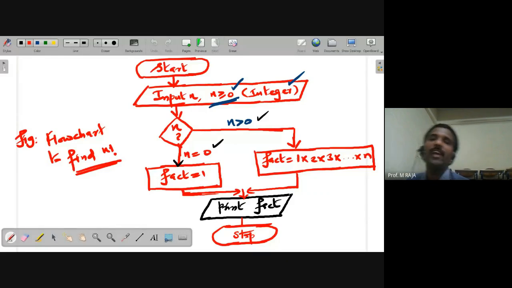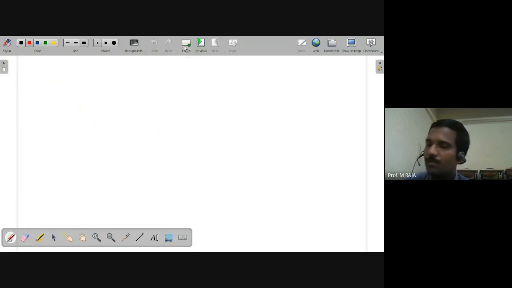Now let us try to find this computation alone. Fact is equal to 1 into 2 into 3 into etc. n. This is of course the product of first n natural numbers. So let us take the next problem. How do we compute this expression, the right hand side of fact is equal to 1 into 2 into 3 into etc. n? I take the next page, please take it.